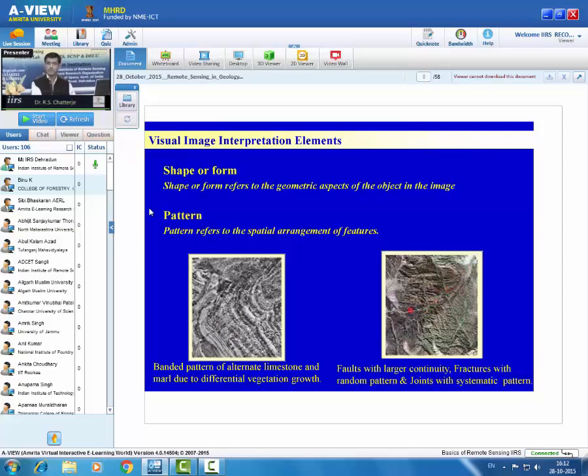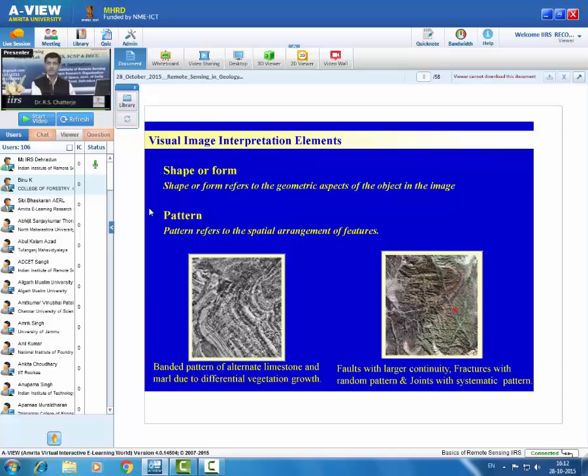And here, if you see the geological structures, very interesting geological structures, you can see the folds, the faults, the joints, the fractures. So basically this feature is a fault. Here you can see the displacement or offset of the features.